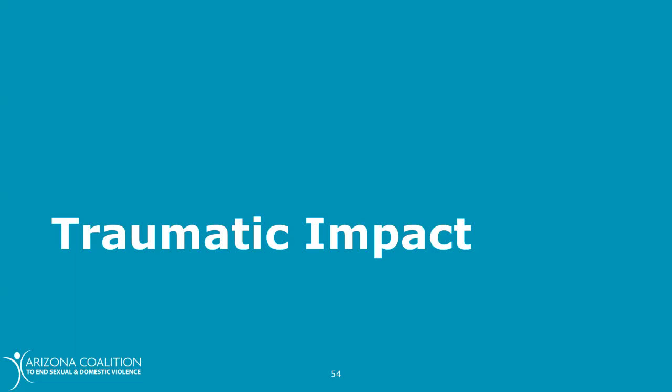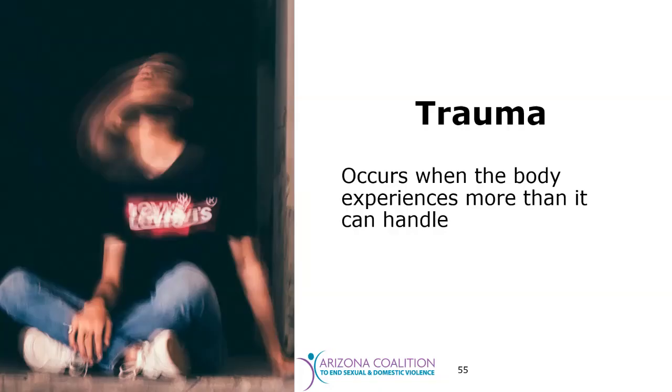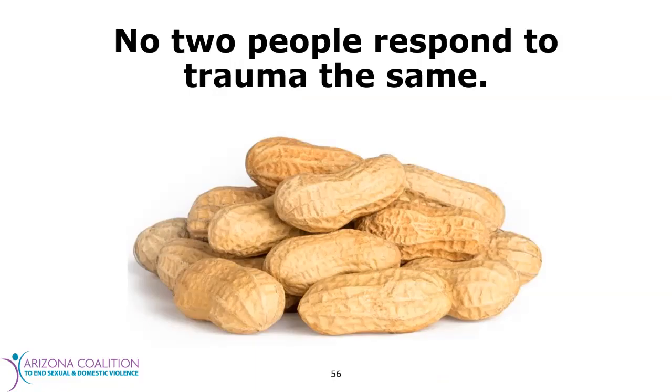Now we're going to move into some of the more traumatic impacts of sexual assault. How do all of these things like victim blaming and rape culture impact survivors' lives? First, we have to have an understanding of what trauma is. Trauma occurs in the body when it experiences more than it can handle. And because all of our bodies function, process information, and react to stress differently, no 2 people respond to trauma in the same way. It depends on their life experiences, their culture, their beliefs, and their neurobiology, right?